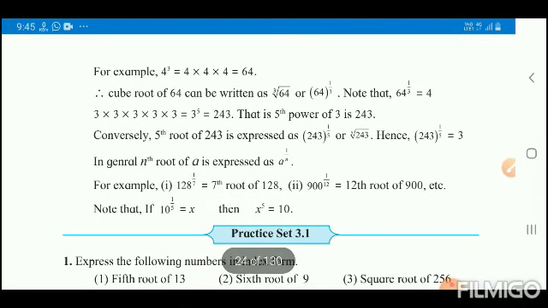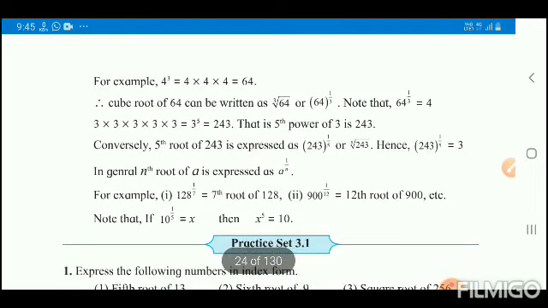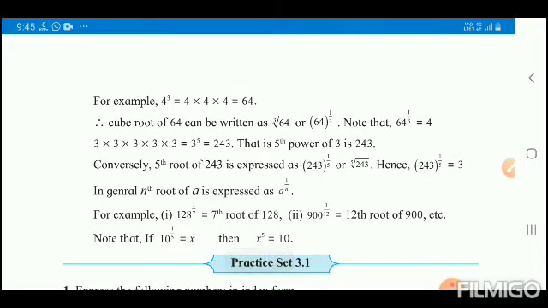Now the next example they have given: 3 multiplied 5 times. So 3 raised to 5 is equal to 243. That is, the 5th power of 3 is 243. Conversely, the 5th root of 243 is expressed as 243 raised to 1 upon 5. The 5th root means in the radical sign we can show it. In the radical sign we will write the number 243 and the order, or root, is 5th, so outside 5 will be there. Hence 243 raised to 1 upon 5 is equal to 3.